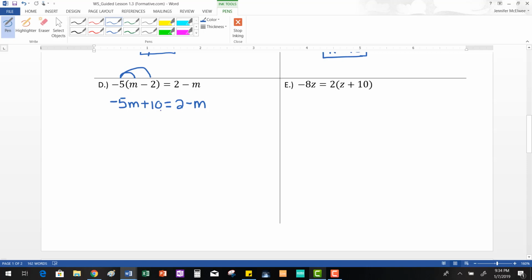Now I do a quick check again. Do I have any like terms to combine? Here I don't, so I'm going to begin moving my variables to the left-hand side of the equation. There's a minus m on the right-hand side, so I'm just going to add m to both sides. Negative 5m plus m gives me negative 4m. Everything else comes down.